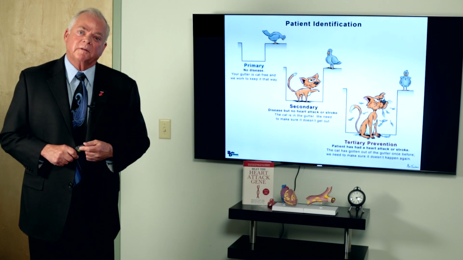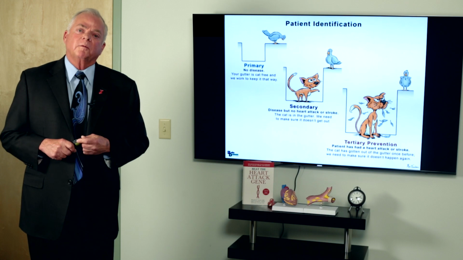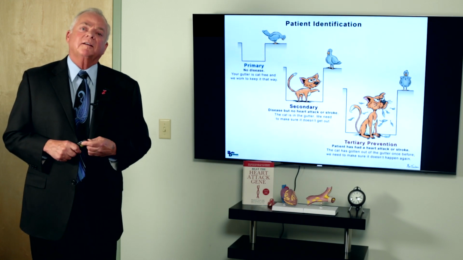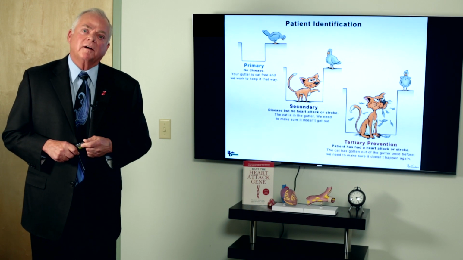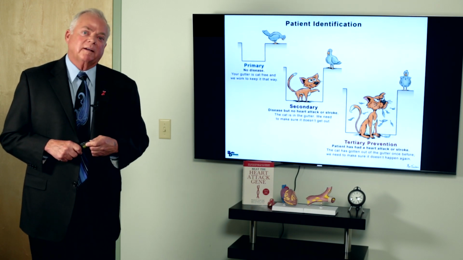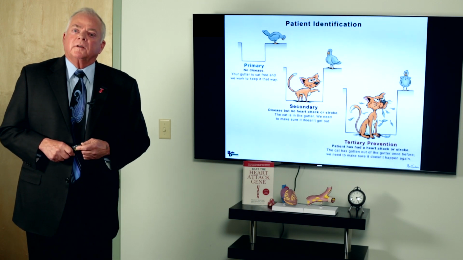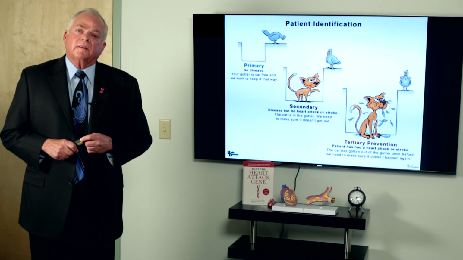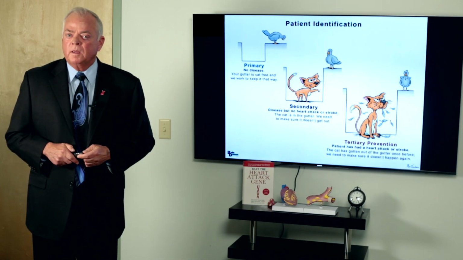That's secondary prevention. Tertiary prevention are those patients where we knew when they came in they had cats in the gutter because those cats had already bitten them. They'd had a heart attack. They'd had a stroke. They had to have bypass. They had to have a stent. And the charge of our therapy at that point is, we're never going to let that cat jump again.